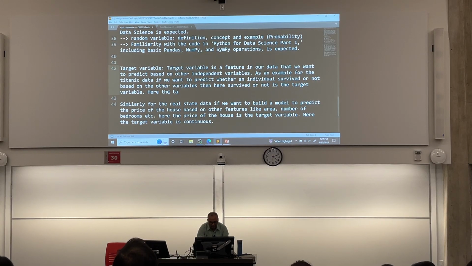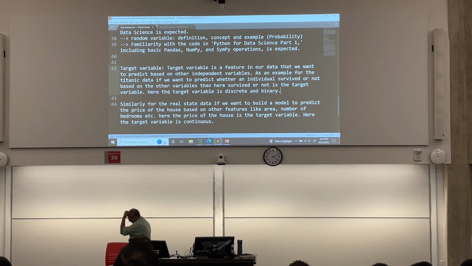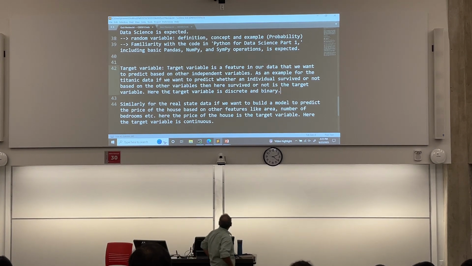Here, the target is discrete, and I wish we had this topic in the quiz, because a lot of interesting questions can be asked on this topic. But we have that only in the midterm.